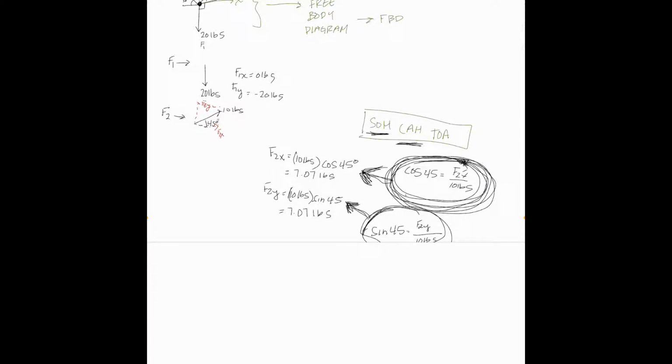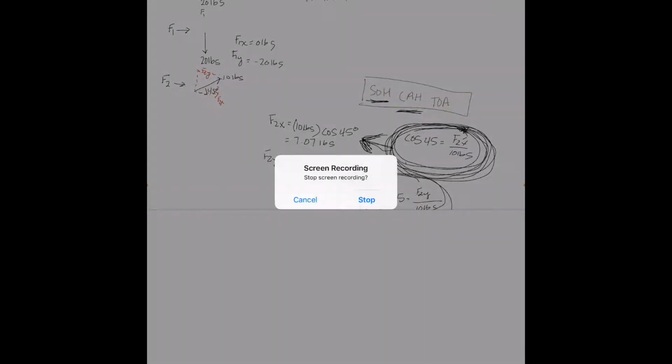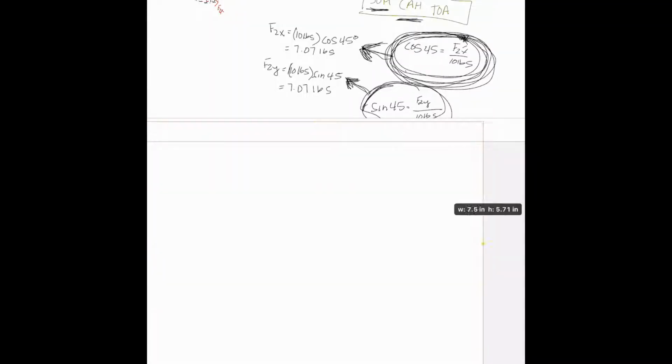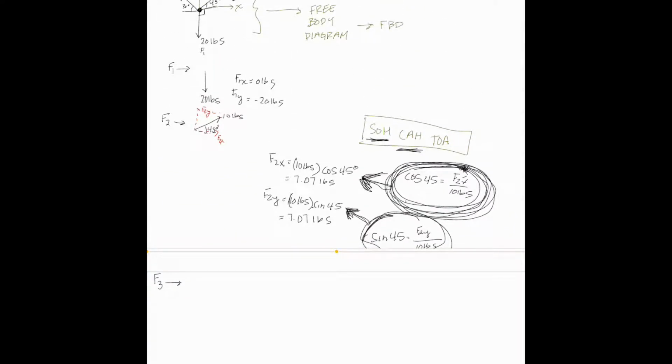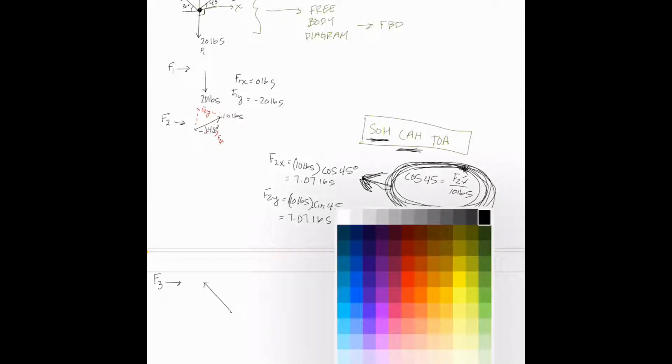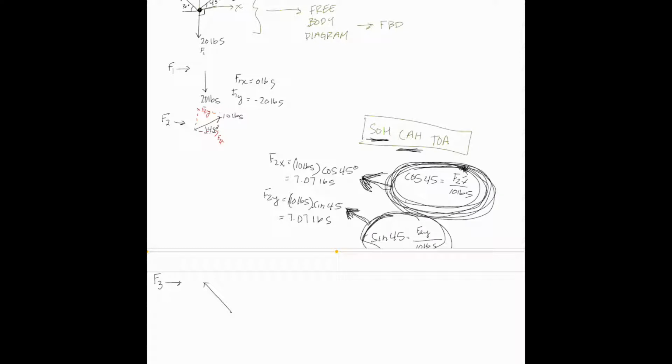F3. F3, if we scroll up a little bit, is going to look like that vector right there, where we draw this out. That is going to be F3x and F3y.